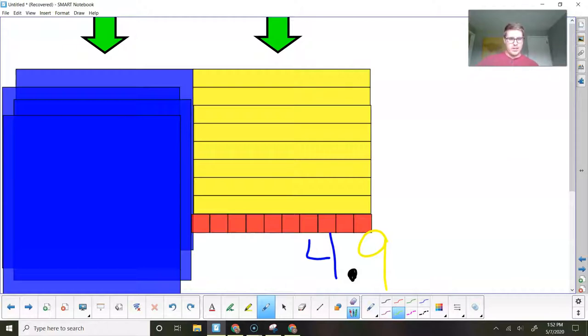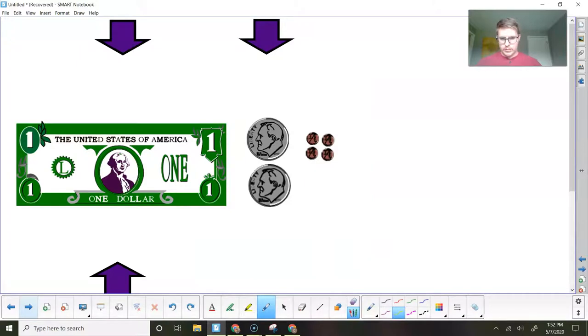All right, you see how I tried to trick you on that one? It's just like any other place value. Once you get to 10, you have to regroup. So 4.9. All right, so moving on. Let's look at our money again.